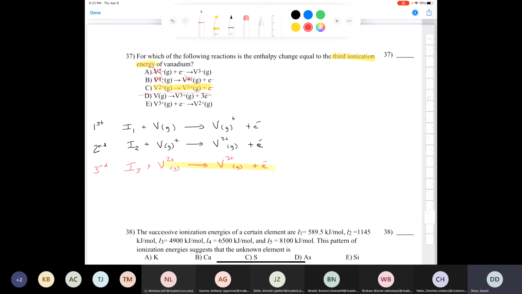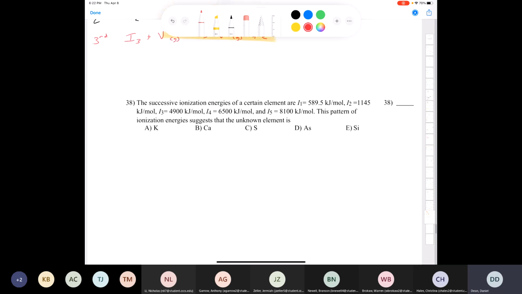The next one, I don't even know what is going on here, because ionization energies are only the removal of 1 electron, not 3. And then here, this is a reduction, right? We're adding electrons, and ionization energy is associated with removing electrons, not adding electrons.